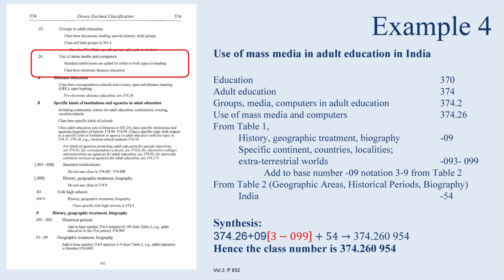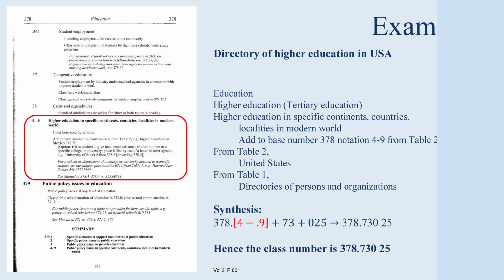Now, again we have to add the areas notation, definitely with the help of table 1, as there is no direct instruction under 374.26. Accordingly, we add 09 with 374.26, then 54 for India, that we have derived from table 2. So finally the number will be 374.260954.